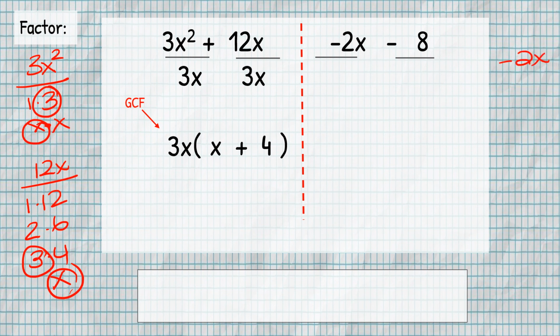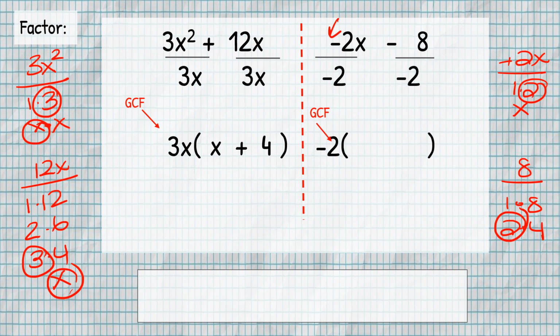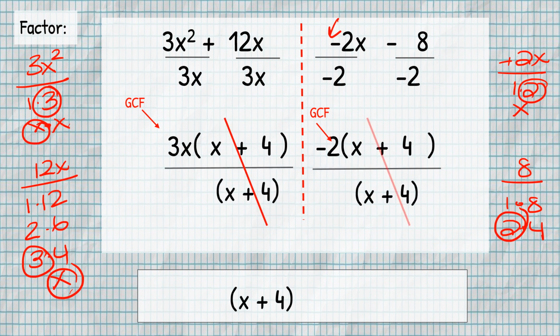On the other side, we have 1 times 2 and x. 1 times 8, 2 times 4. So the greatest common factor is 2, but remember, since this is negative, we're going to make the greatest common factor a negative 2. So we divide by negative 2, and we're left with x plus 4. Since x plus 4 is the same, this is what they have in common, we can divide by x plus 4, and we're left with 3x minus 2.